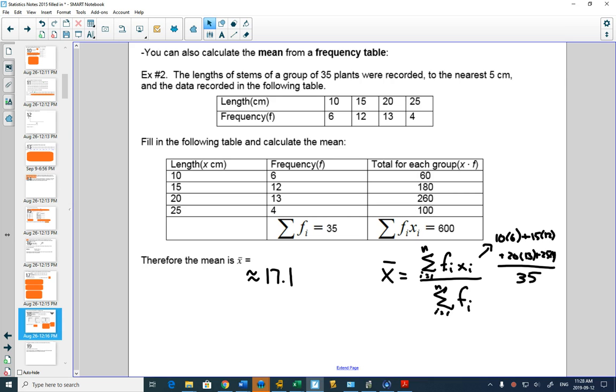Sorry, some of these things are a little bit small here. I'll make them neater. This is i equals 1.